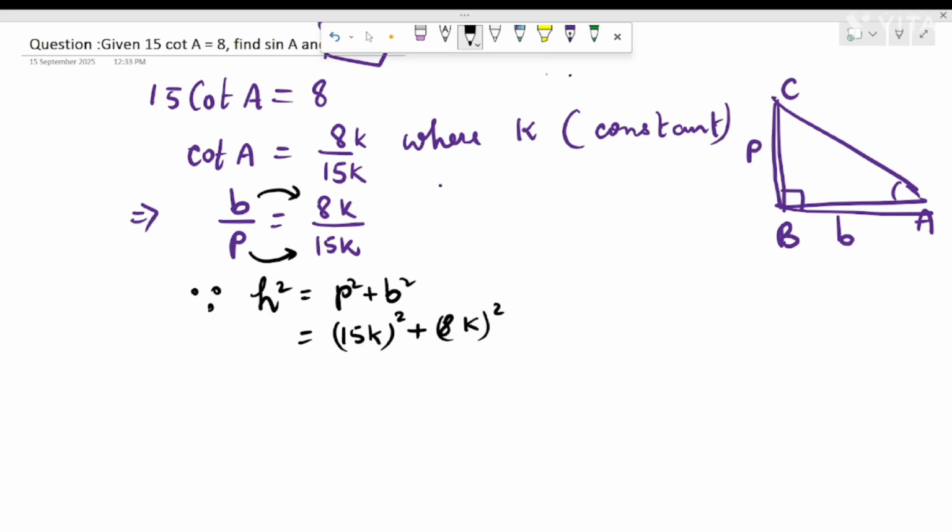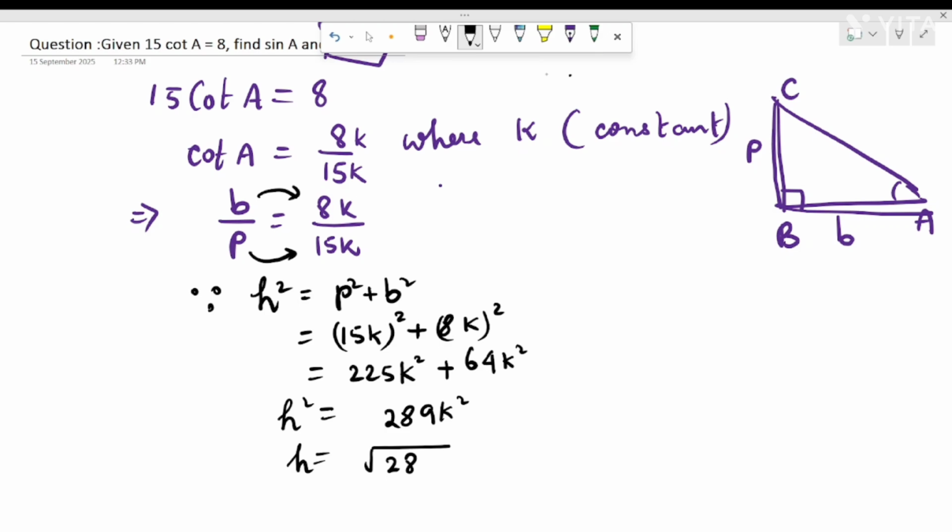So 15k squared, that is 15 into 15, we will have 225 k square, plus 8 8s are 64 k square. After adding we'll get 289 k square, and again you have h square. So when you find out the value of h, which is hypotenuse, you get the square root of 289 k square. Accordingly, 289 is the square of 17, so 17k is the value of hypotenuse.